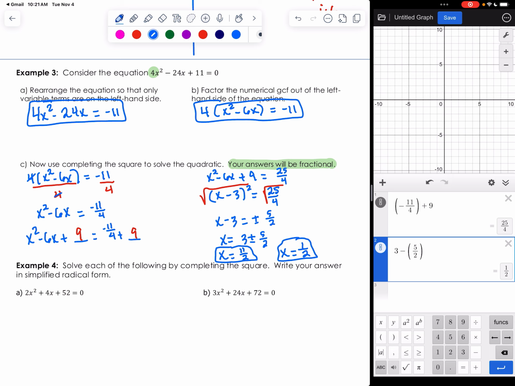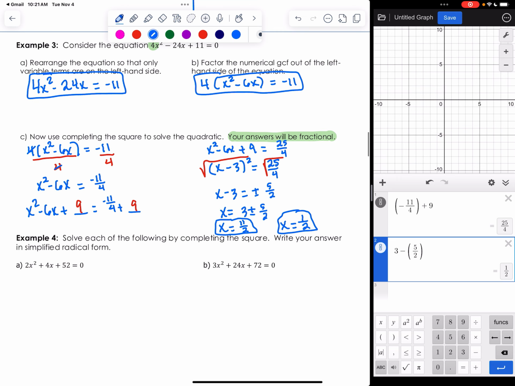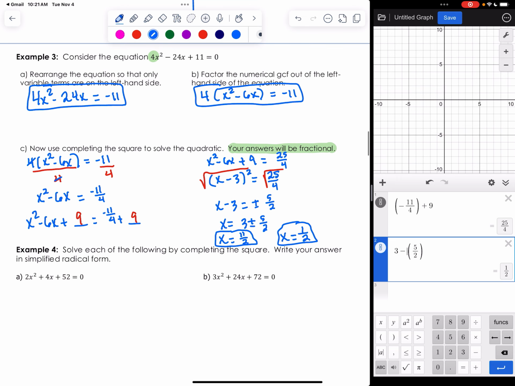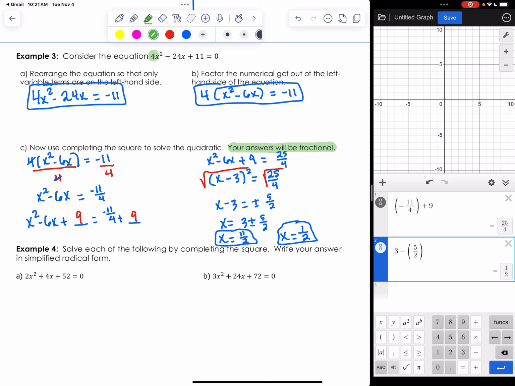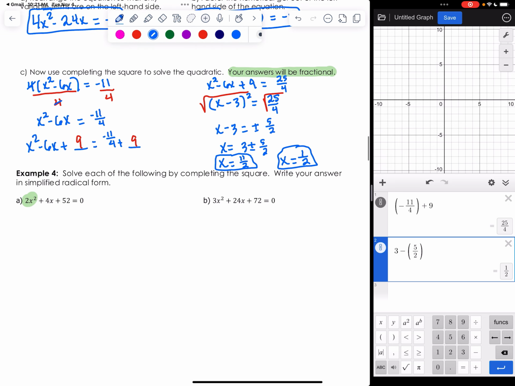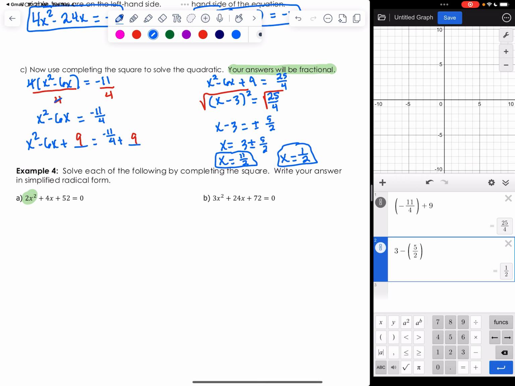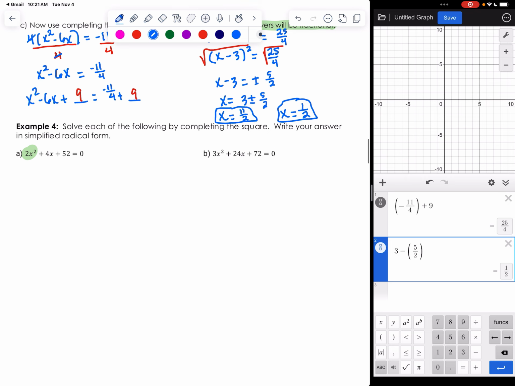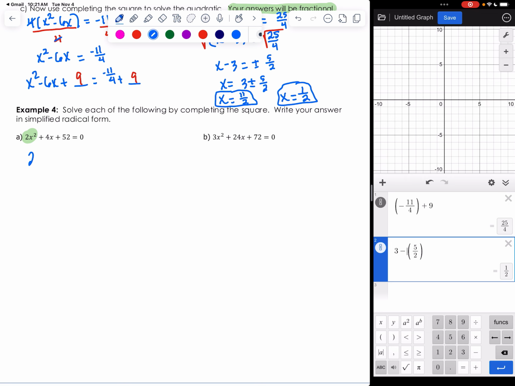All right, now let's repeat this process a couple more times so that we can get it down. What do you do when your coefficient is not 1? So in problem A, we have 2x squared plus 4x plus 52 is equal to 0. The first thing you want to do is rewrite it so that you only have variables on the left side. So 2x squared plus 4x equals, and I want to subtract 52 from both sides. So that would be negative 52.